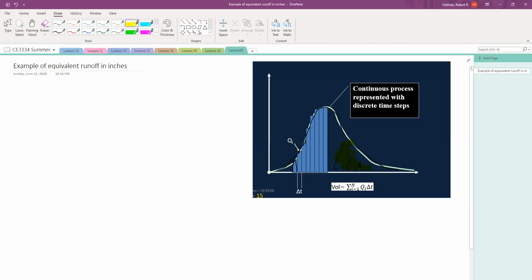hydrograph. It's not showing up on this slide that I've embedded, but this is the equation you would have here: the volume is the sum of each one of these little rectangles, the Qi times delta t. So we're going to work a problem and look at how we might have a hydrograph. I've got various values in half-hour time steps.